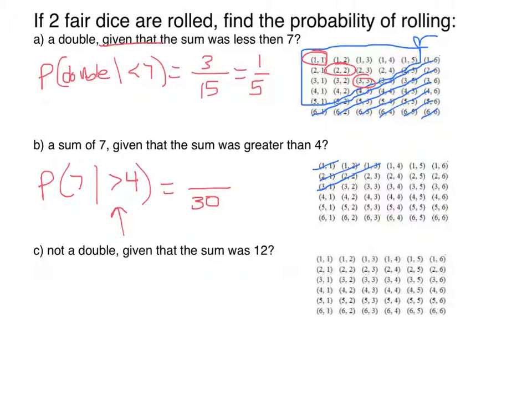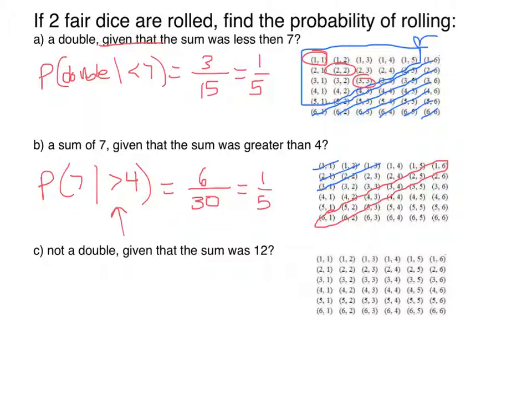So now if we look at our chart and we say, okay, given the pieces that we're now talking about, which ones have a sum of 7? Well, that's this diagonal row here. There are 6 of them, and so essentially we just have 6 out of 30, which is 1/5 again. Again, just a fluke. Keep that in mind that this is the same as part A.